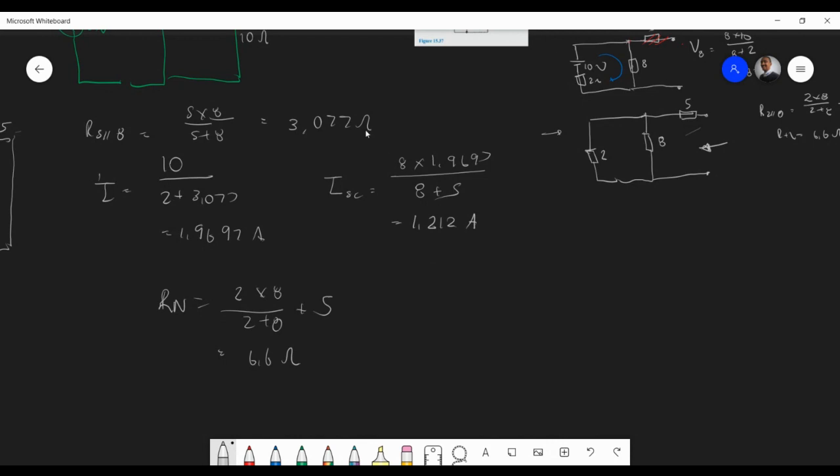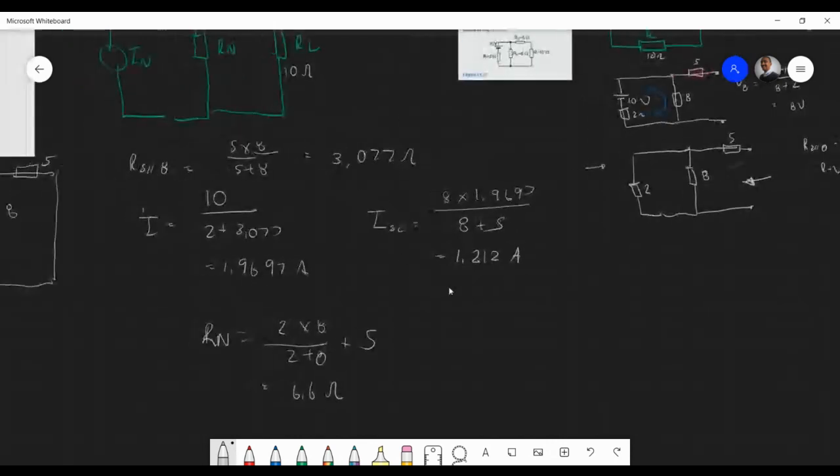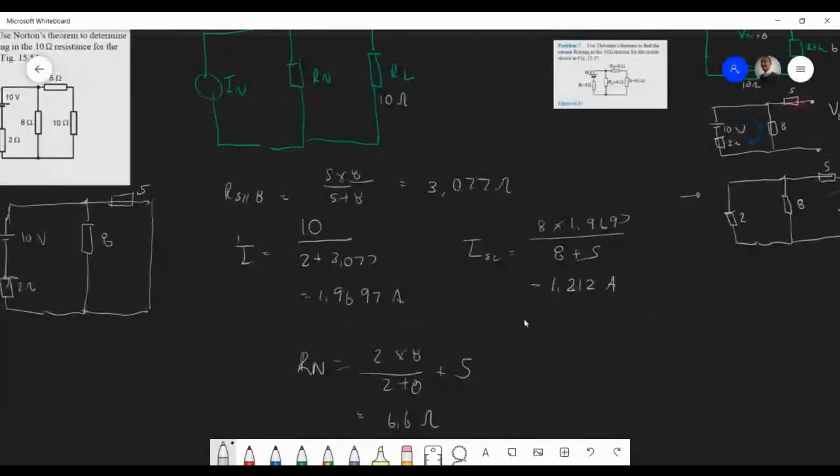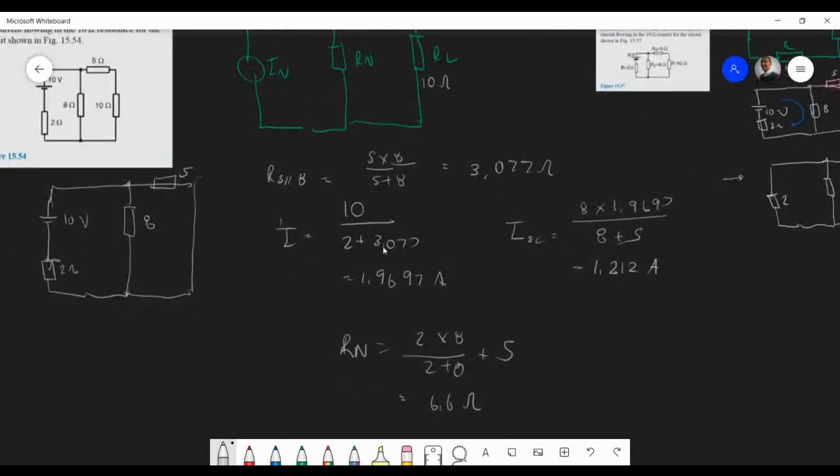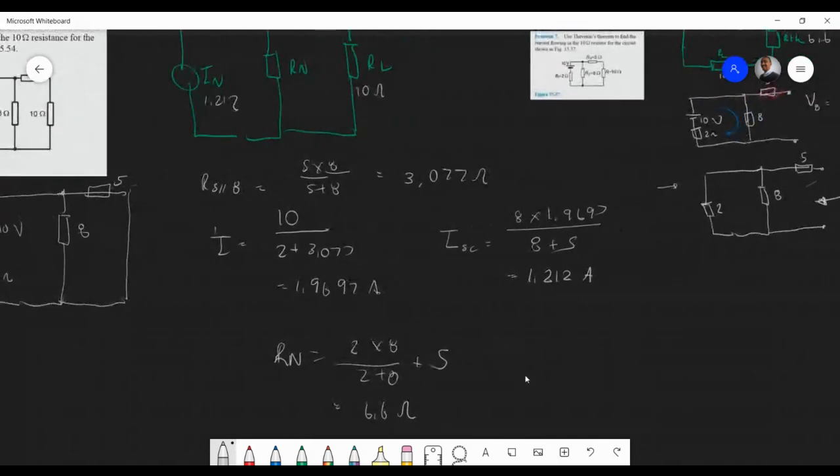Are we all happy with it so far? Do we get the idea here? So I'm just going to recap quickly. I'm hoping it's all working out. Here we first found this 2 in parallel. And then we found the current going through the 8 ohm. But of course, we can use current division, and then we can find the current going through the 5 ohm, which is the Norton current, which is 1.212. So I've got the Norton resistance as well.